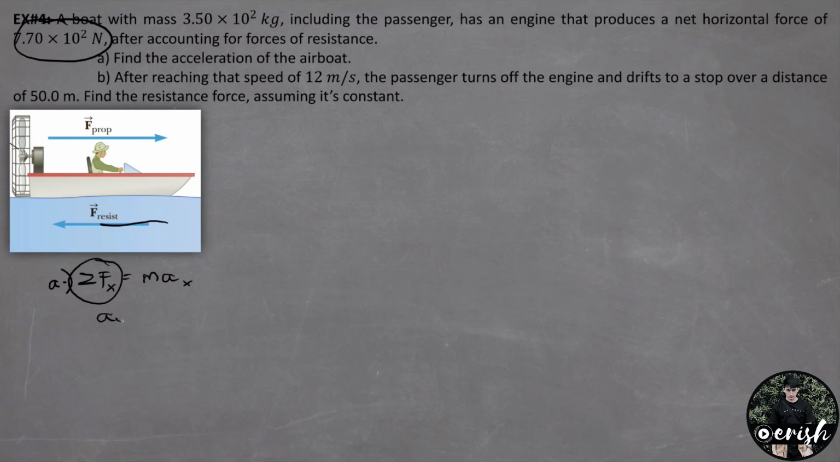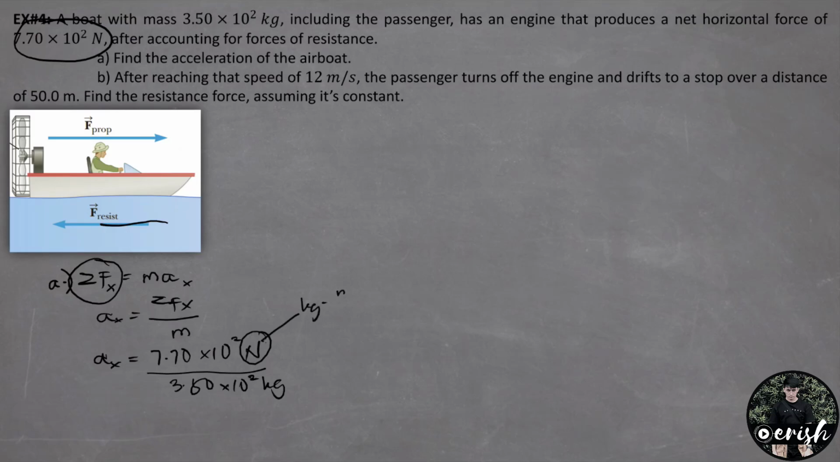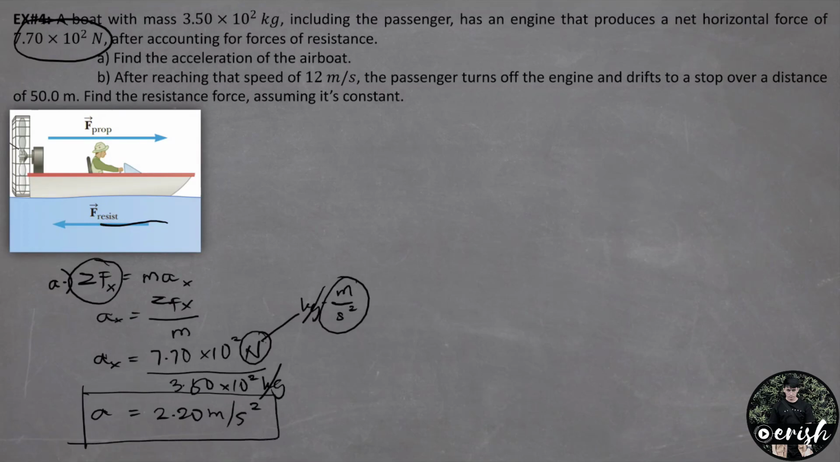We just solve for the acceleration. It is net force, horizontal, over the mass. And by substituting the numerical values, this is 7.7 times 10 raised to 2 Newton over the mass na 3.5 times 10 raised to 2 kilograms. Again, this is kilograms times meters per second square. So, makakancel ito. And ito yung matitira. Acceleration is equal to 2.2 meters per second square. So, this is the answer for letter A.